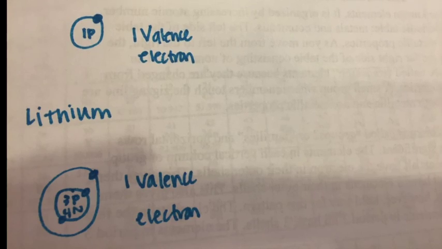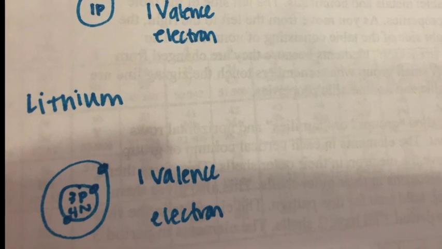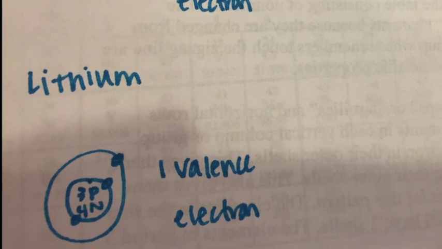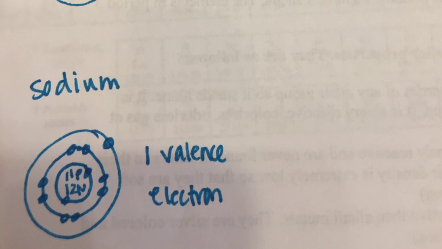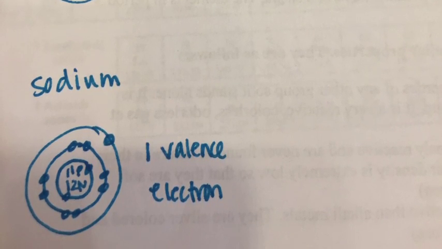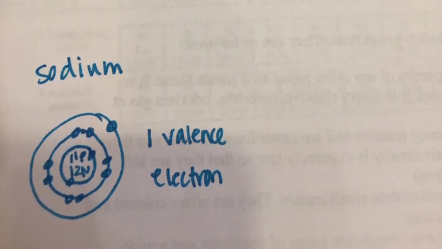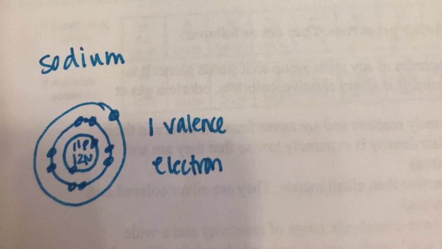The rest of the elements in group 1 are all our alkali metals. Lithium has 3 protons, 4 neutrons. So it has 3 electrons, so 2 in the first energy level, and then 1 valence electron. Working our way down, sodium would be the next alkali metal. Sodium has 11 protons and 12 neutrons and 11 electrons, which would give it 1 valence electron.